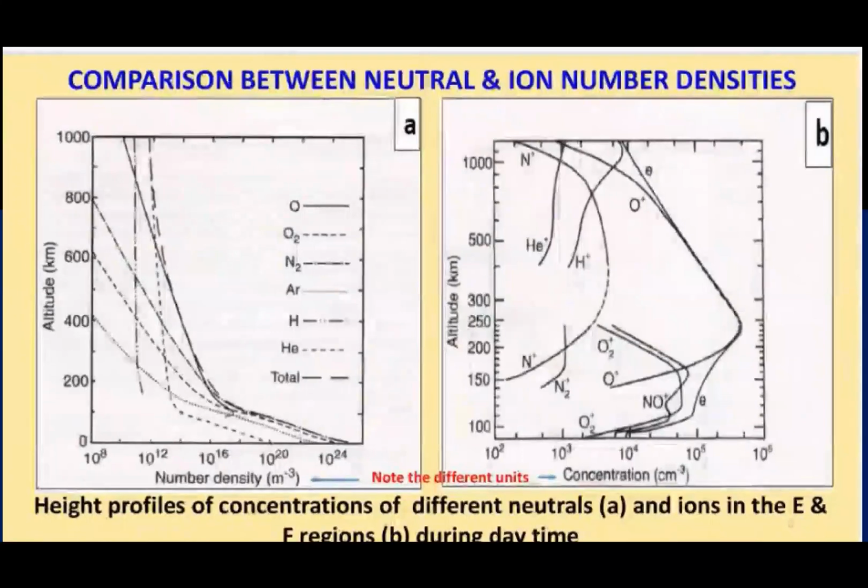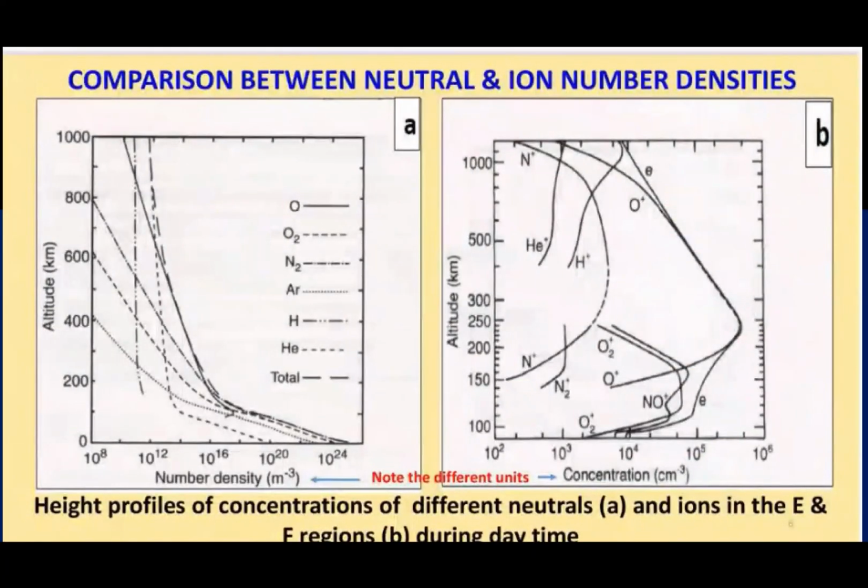Now, this panel B shows similarly the variation with height of the various positive ions, N+, He+, H+, O+, N2+, and so on. And the last curve here, marked E, represents the variation of the electron concentration with respect to height, as well as the concentration of positive ions.